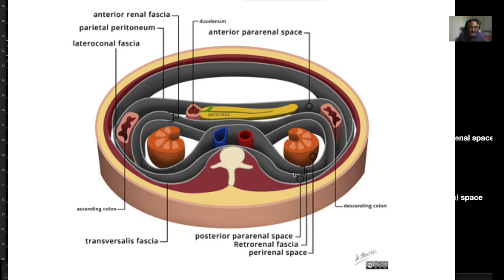No, this should be the retrorenal fascia. So that's the perirenal space, as it says, and this is the retrorenal fascia, and that's the pararenal space. And pararenal has a posterior and an anterior.